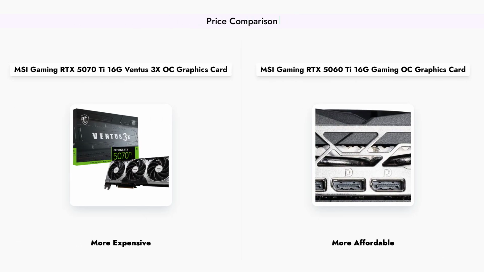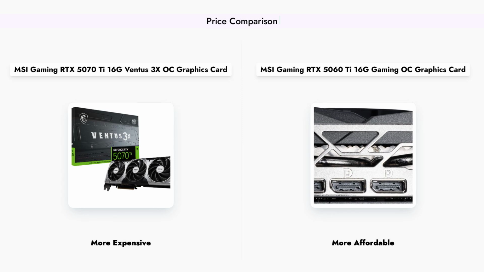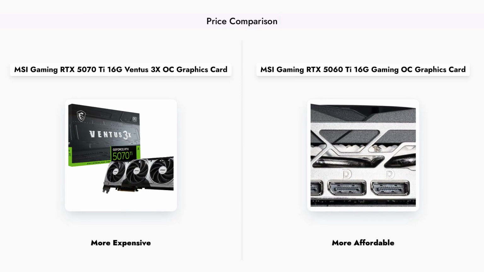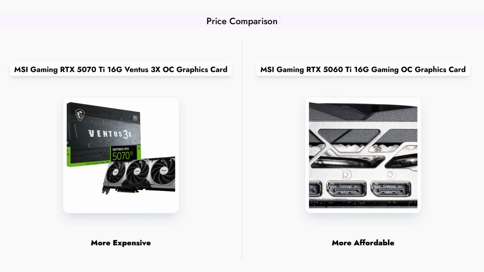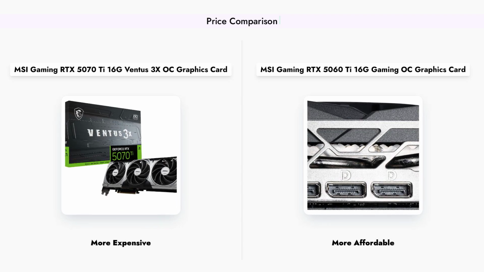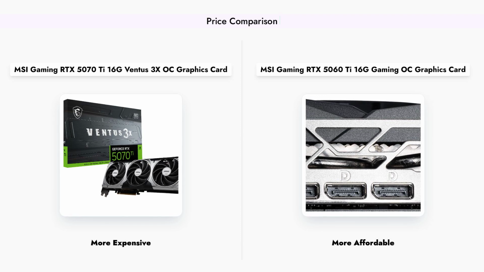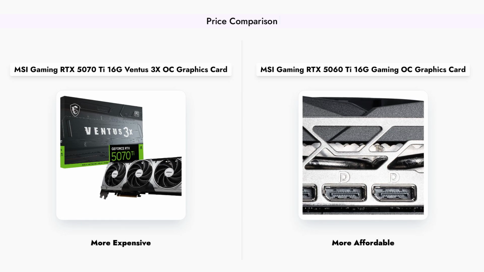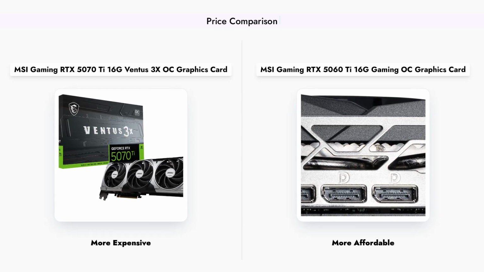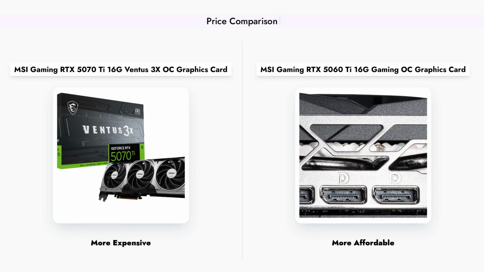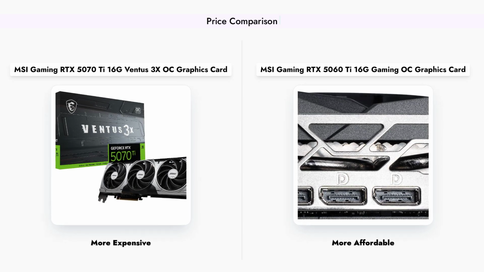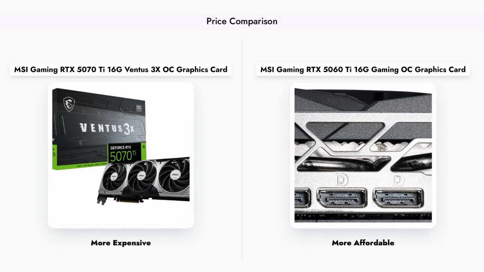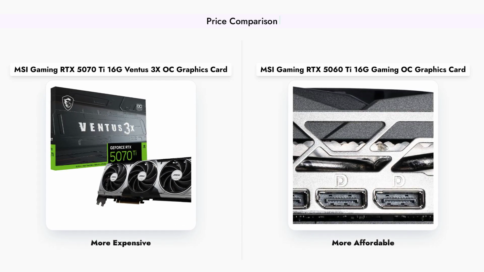When it comes to pricing, the MSI Gaming RTX 5070 Ti is priced at $924 United States dollars, making it a premium option for those seeking top-tier performance. On the other hand, the RTX 5060 Ti is available for $554 United States dollars, offering a more budget-friendly alternative for gamers who want solid performance without breaking the bank. This price difference is an important factor to consider when making your decision.